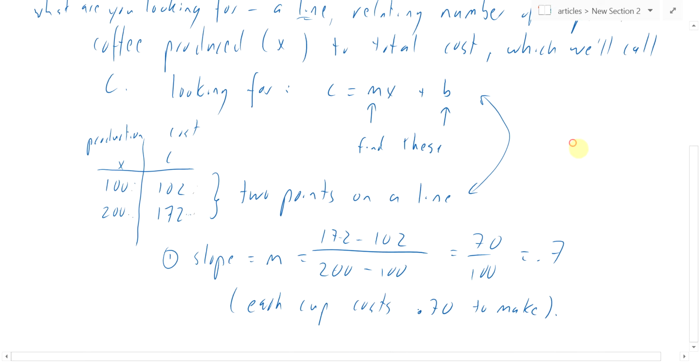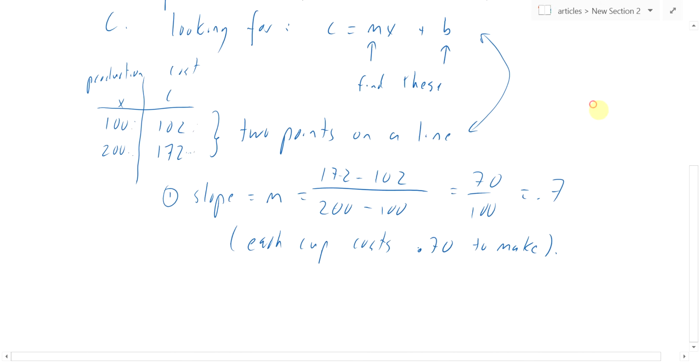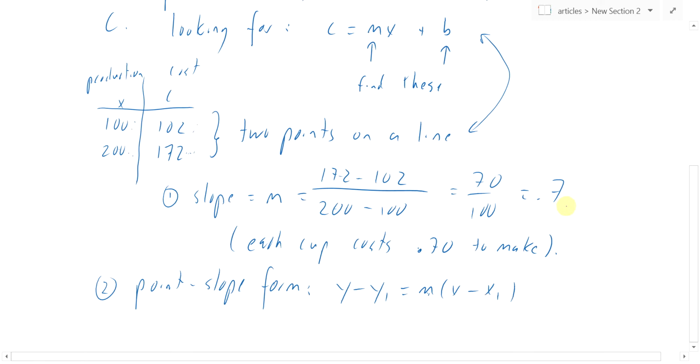Great, so now we know what the slope is. That's my variable cost, it's 70 cents. Well, once we have the slope and we have points, use the point-slope formula to find the equation. Right? And the formula is in fact y minus y1 equals m times (x minus x1). We now know the slope, that's 0.7. x1, y1, that's the coordinates of a point, so either (100, 102) or (200, 172). We can use either one.